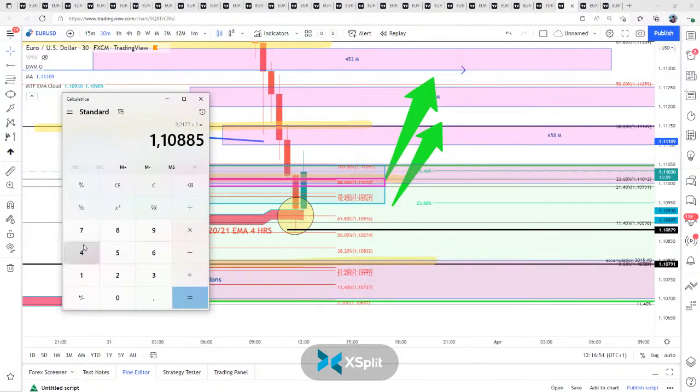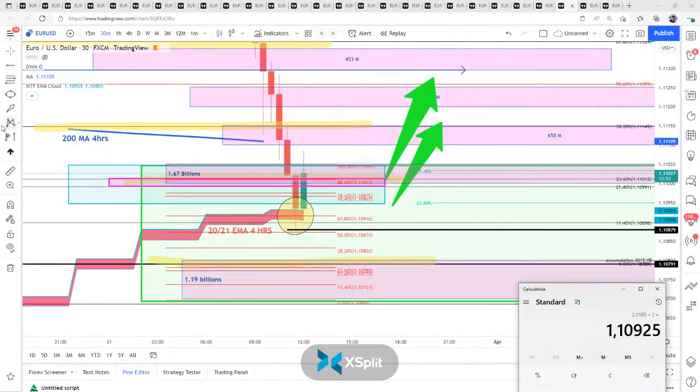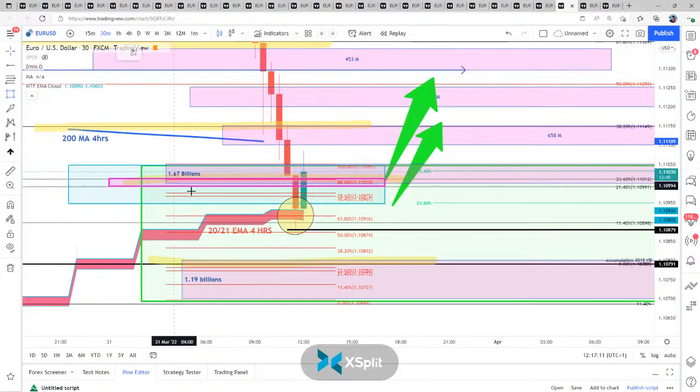So let me take this 1.1105 plus 110.80 divided by 2. It's 110.92. Okay, so I will just make a rectangle and take the tops and the lows.